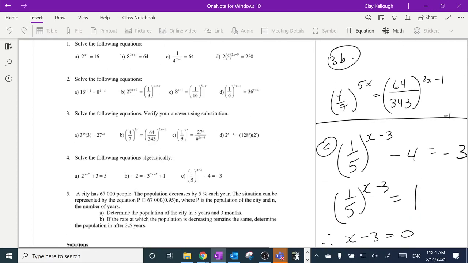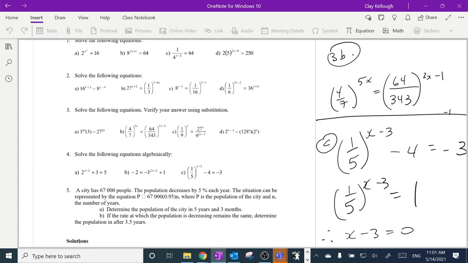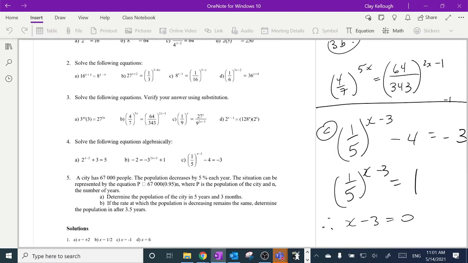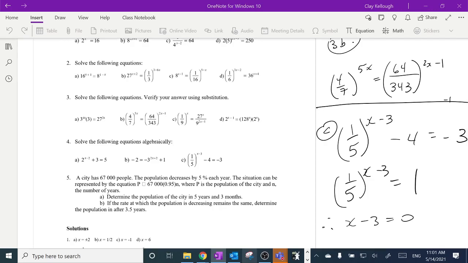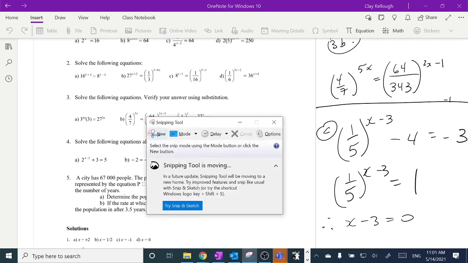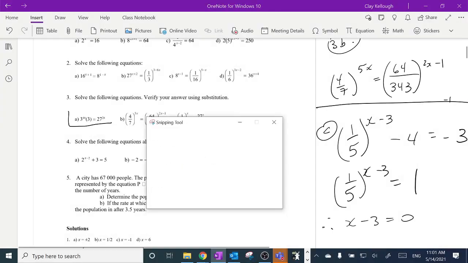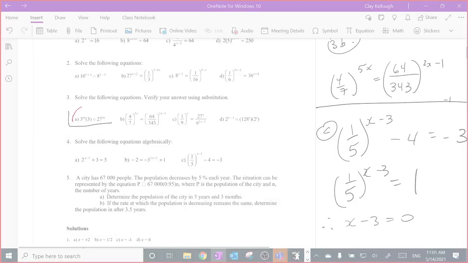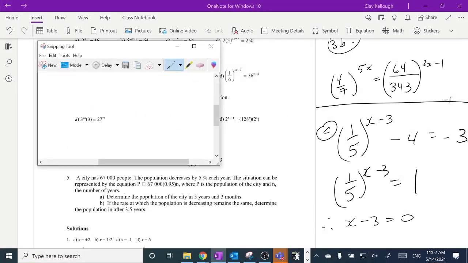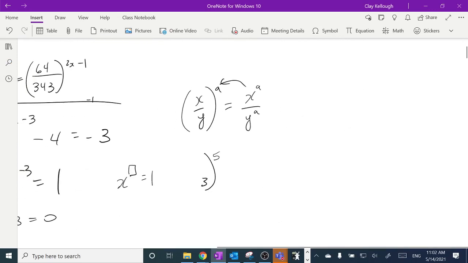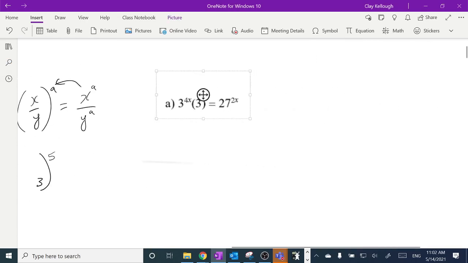So number 3. Okay, I did B and C the other day. So let's do A. Okay, so let's just cut and paste A here a little bit. There we go. And let's just move over here and paste. There we go. Okay.